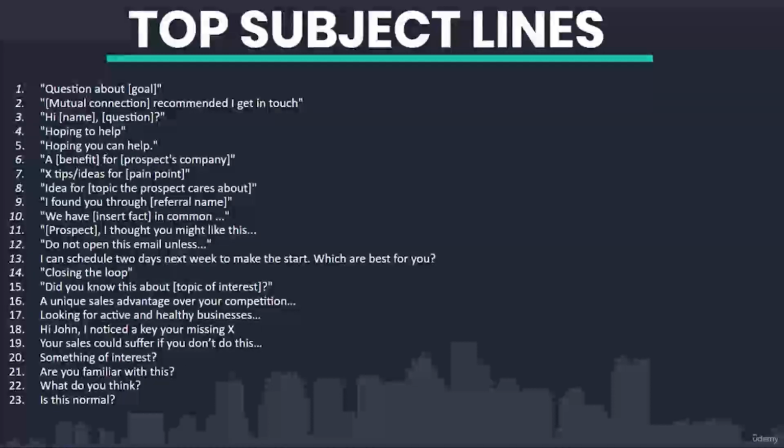Number 11 here, prospect, I thought you might like this. So this is really good as well because you're playing into curiosity. You're stating their name and you're letting them know that you thought that they might like this. And that can be pretty much anything, right? So again, these kind of emails with the curiosity elements are the best here. And then number 12, do not open this email unless, this one is kind of on the fence there. I would test this. I mean, we've gotten pretty good results with using emails like these, but it's definitely on the line there, on the borderline as far as it being kind of spammy and people actually opening the email.